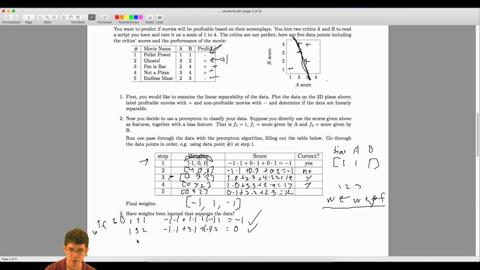Let's now look at the third point. This is 1, 2, 4. Let's do our dot product: -1 times 1 plus 2 times 1 minus 4 times 1. So we've got 2 minus 5, that's -3. So our prediction here is negative, but if we look up above, we actually wanted a positive. So we made an incorrect decision, which means we have not correctly separated the data.